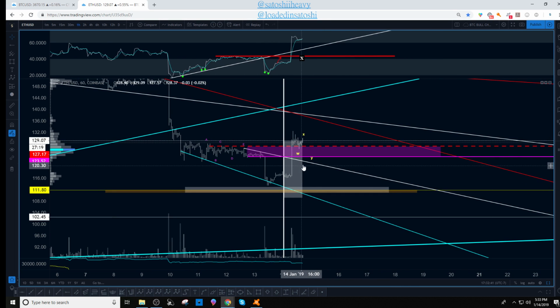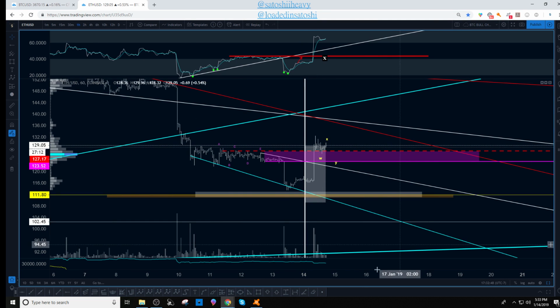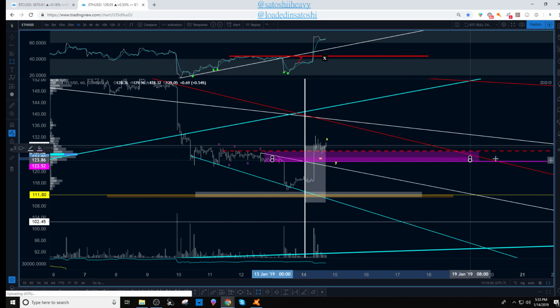So I do think this is a WXY. This looks too much like a WXY already. That looks too corrective. So I'll be a buyer of anything in this zone right here, this lower half right here.